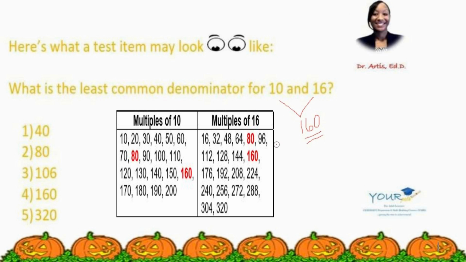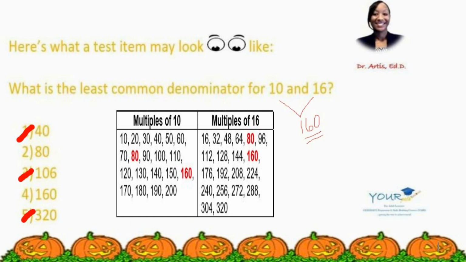Now, just looking at the chart alone, you're able to see that both 80 and 160 are common denominators for both 10 and 16. So therefore, you can now eliminate options 1, 3, and 5 because you know that they do not apply.